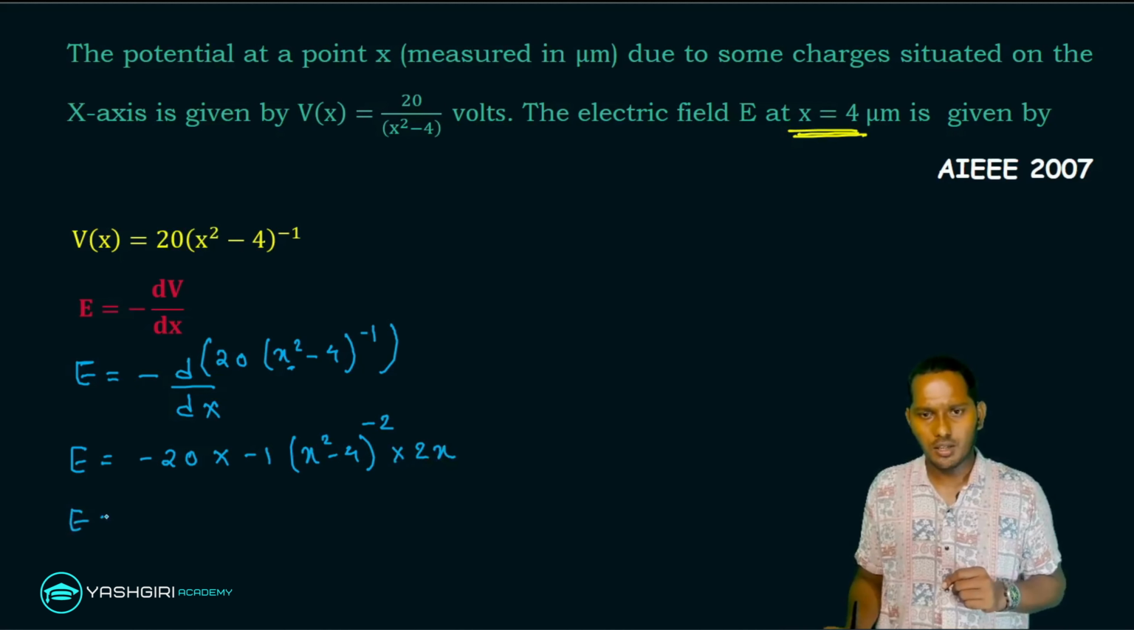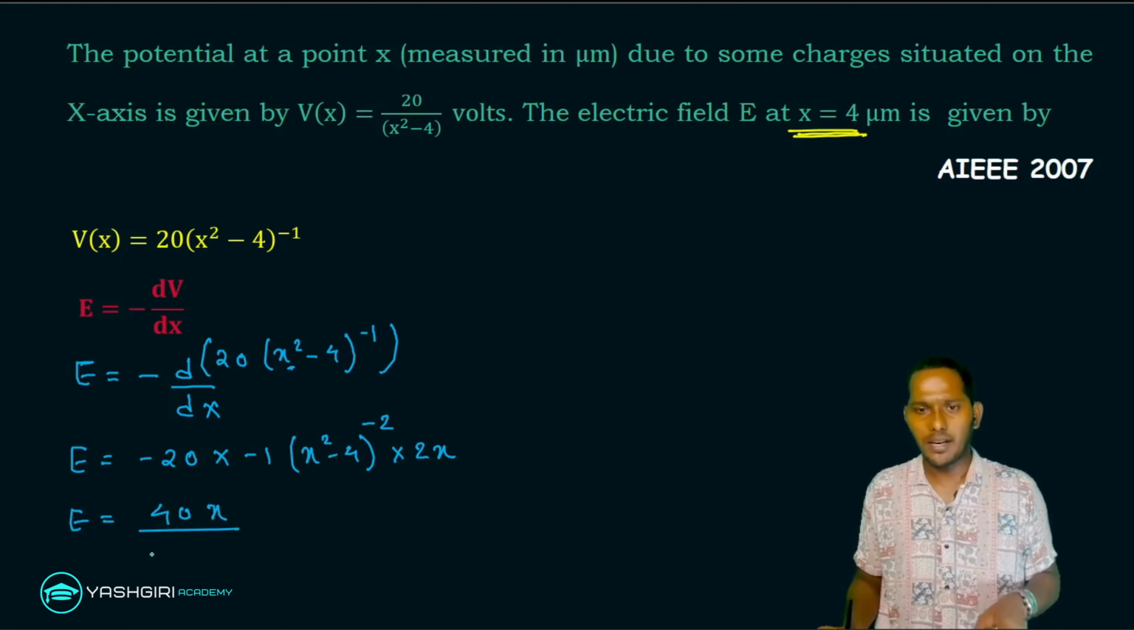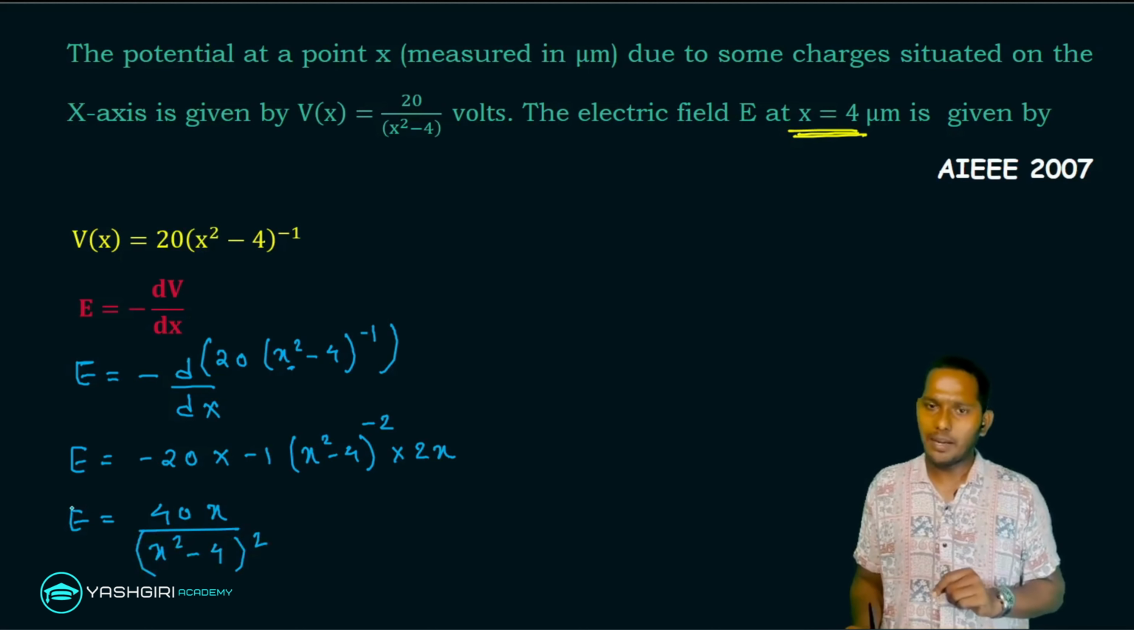So I can just multiply this 2 and 20. That will give me a 40. So minus and minus positive. So that will be a positive 40x. And this, I can take this x square minus 4 to the power minus 2 in a denominator. So that will become x square minus 4 the whole square, right? So this is what I'm having here.